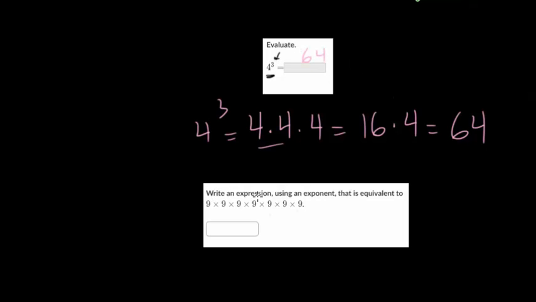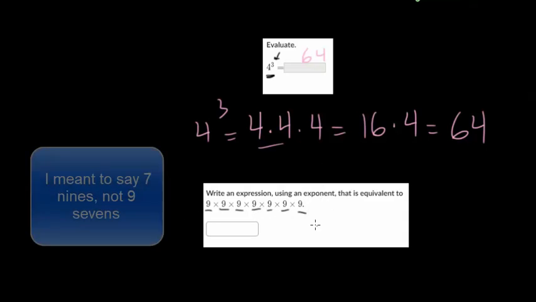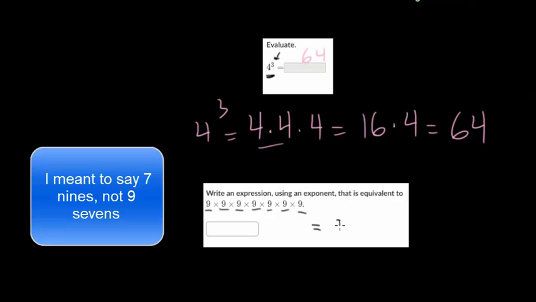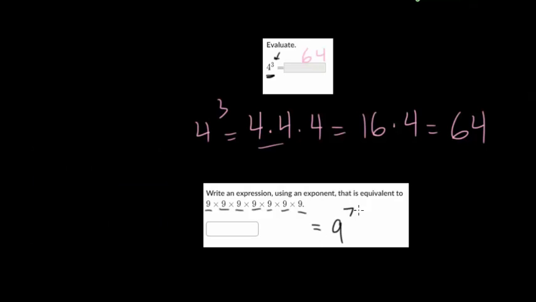Now looking at this next example, we need an expression using an exponent that's equivalent to all these 9s multiplied together. Essentially we just want to count: 1, 2, 3, 4, 5, 6, 7. So there's 7 9s multiplied together, and the shorthand for this would be 9 raised to the 7th power. Because remember, it's this number, this 9, multiplied this many times. So 9 multiplied 7 times is the same thing as 9 to the 7th.